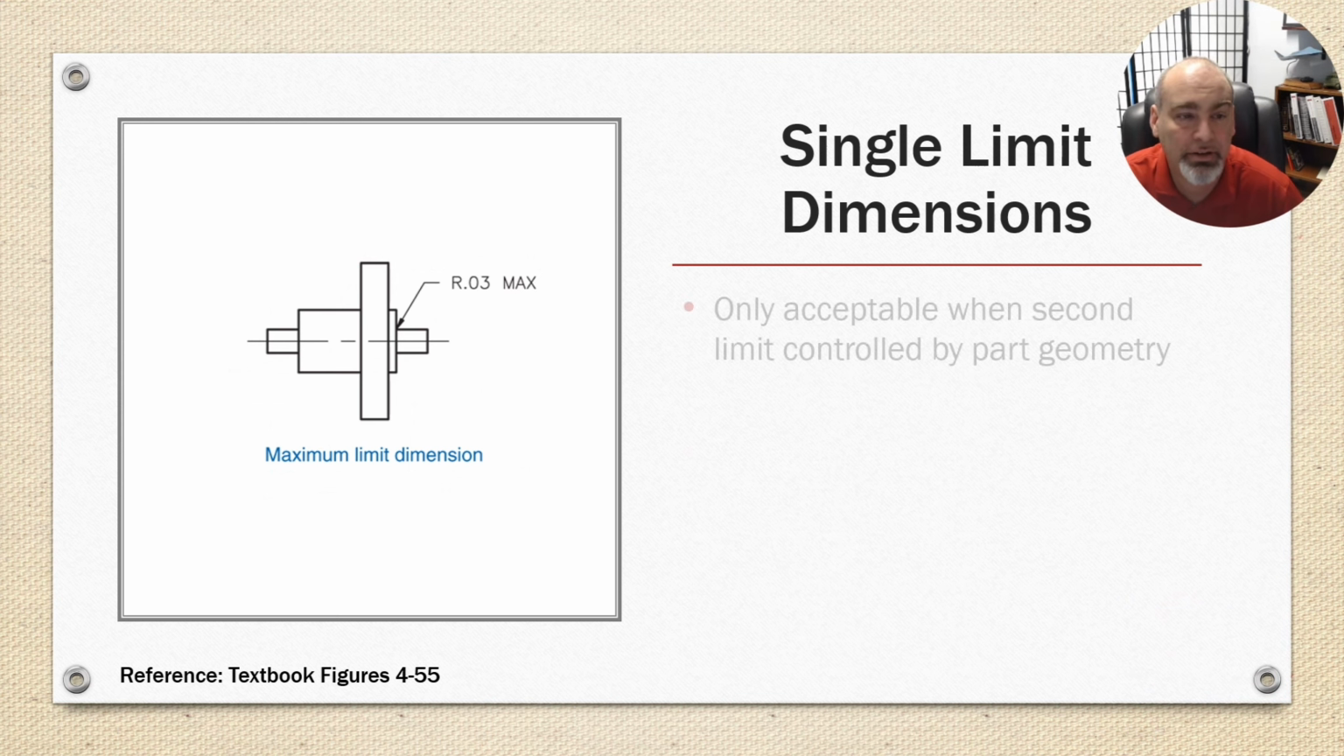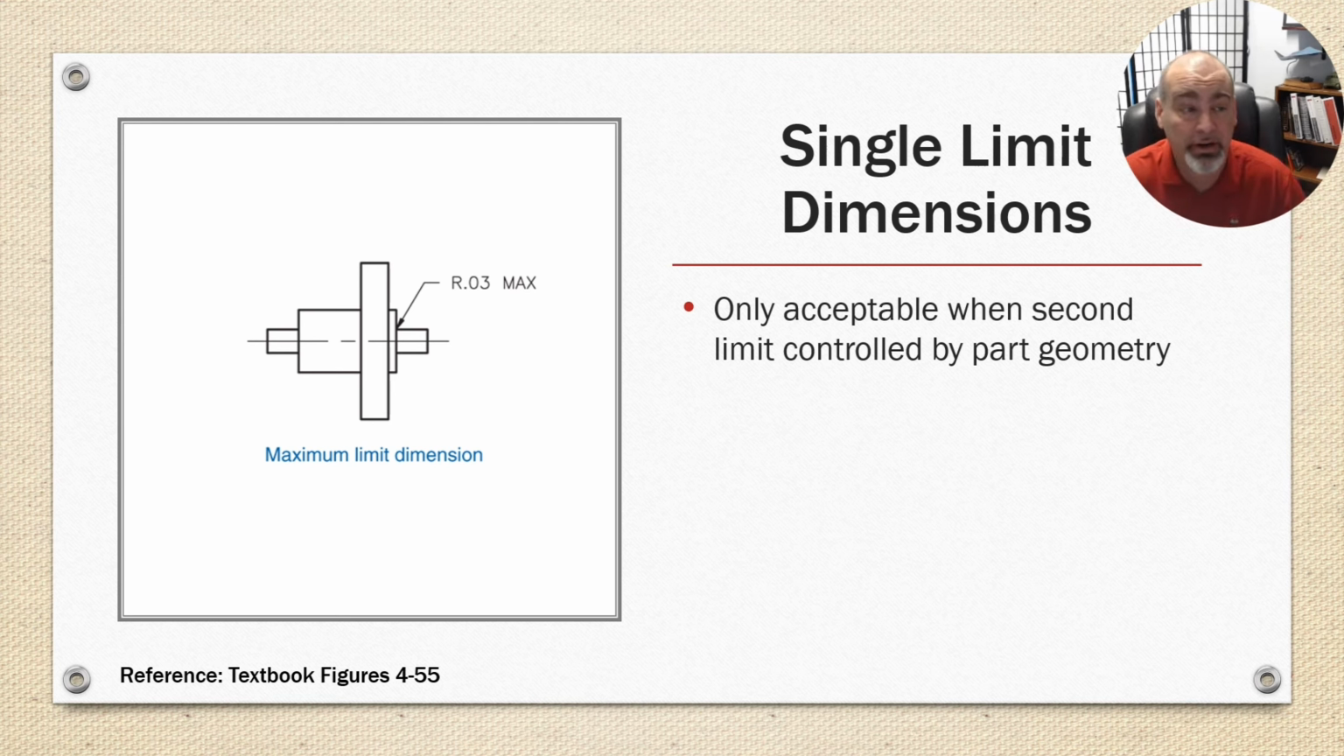Okay, single limit dimensions. They're only acceptable when the second limit is controlled by part geometry. So in this case, it's a radius where they don't care how big or small it is, it can't be any bigger than 30 thousandths.